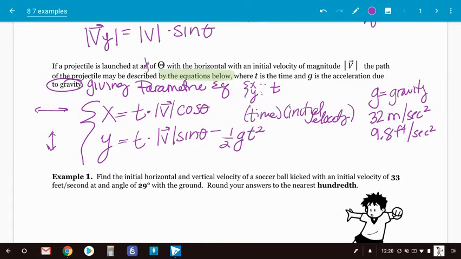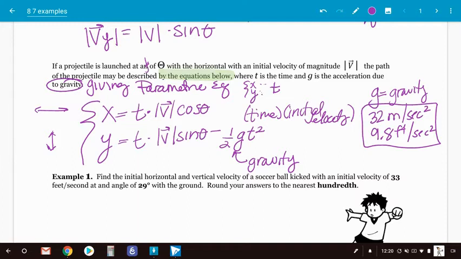Okay, so the only thing that you're going to fill in is, are you working with feet or meters? And then you're going to fill in what I gave you, that gravity is either 32 feet per second squared or 9.8 meters per second squared, depending on which one you're dealing with.